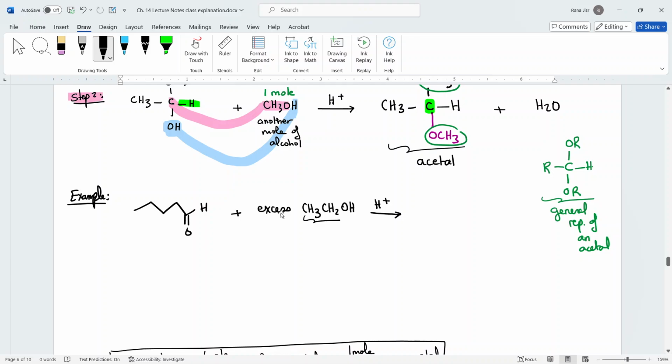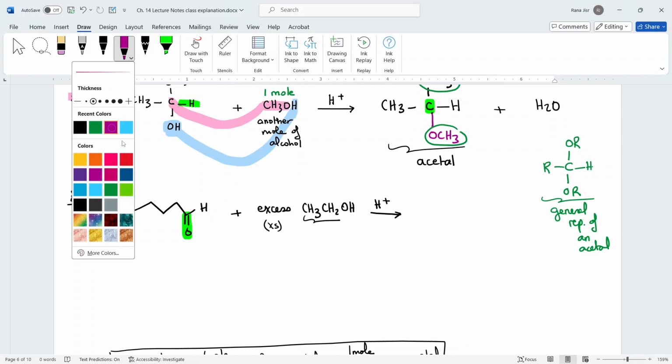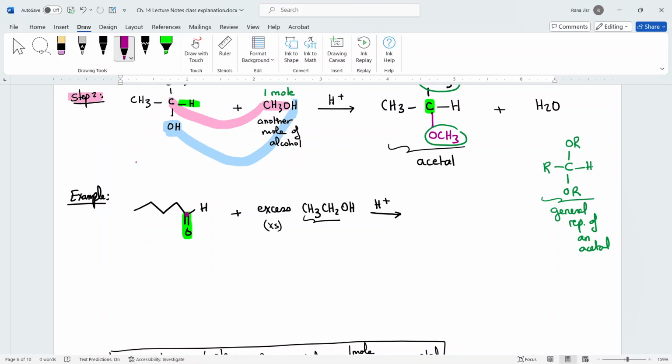Excess means 2 moles. This is what excess is. I can either write it like this or I can write it as XS, and this means that I am using excess of the alcohol. So since you see the excess, I need to go all the way to the acetal. To go all the way to the acetal is very easy. All you need to do is just highlight your carbonyl because this is your reaction site. On this carbon, I am adding the OR. So we're going to add the OR to this carbon, and then another OR.